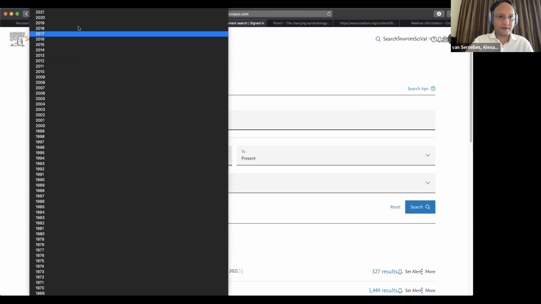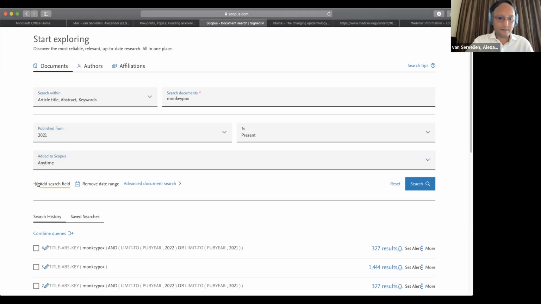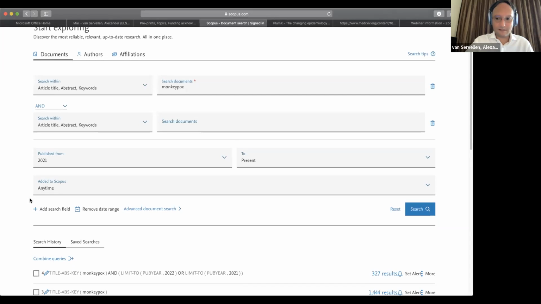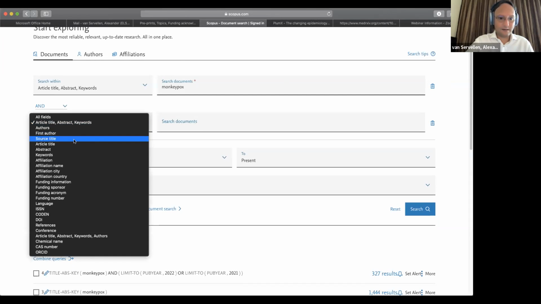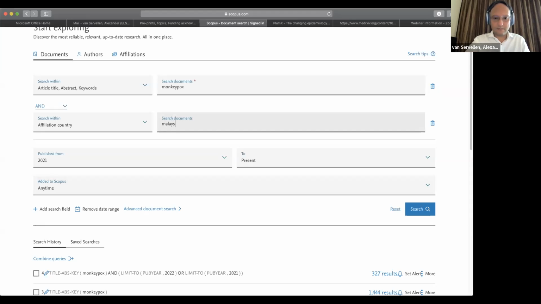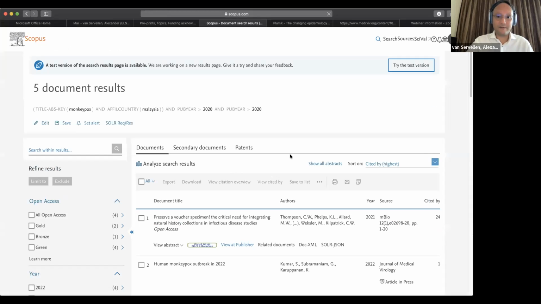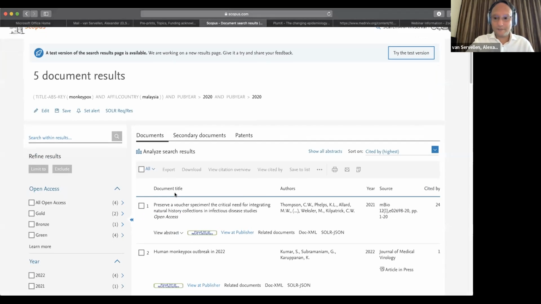Makes me feel old. Look at these years. All right, 2021 to present. And country, Malaysia. Okay, so everyone understands we're searching in the abstract title keywords. Monkeypox is the term, and we're looking at papers just published in Malaysia from 2021 to present. Maybe we'll find something. I'm not sure. 5 papers. Okay. 5 papers.